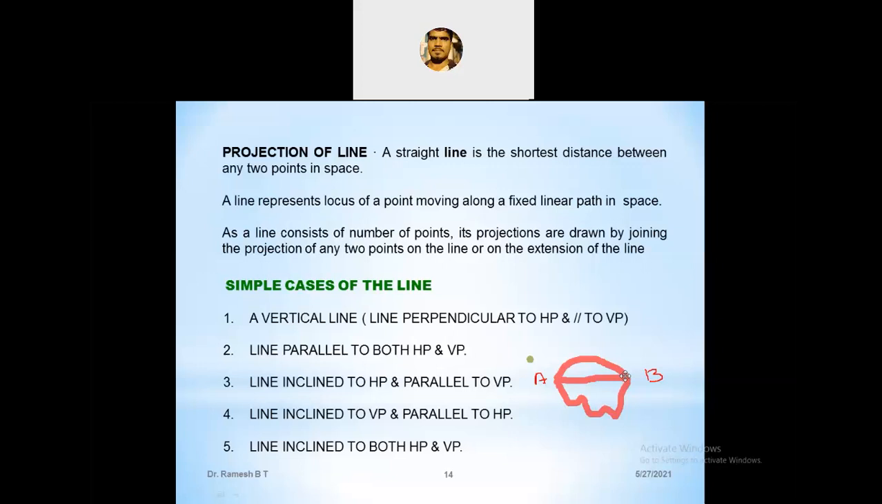Coming to the line, a line is one-dimensional. I told you it has only a length, like 100 mm, 20 mm, 30 mm. It has only length. There is no thickness and no width.